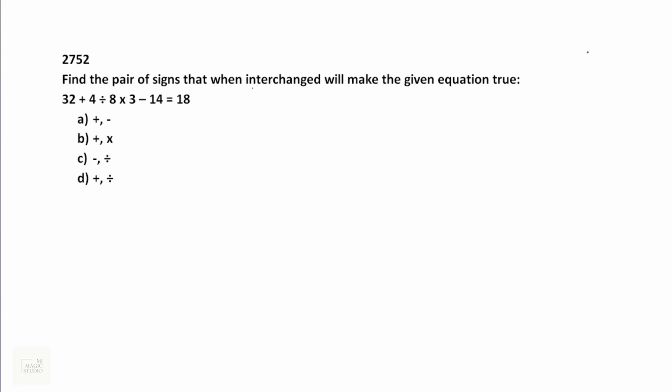Find the pair of signs that when interchanged will make the given equation true. Now it is 32 plus 4 divided by 8 into 3 minus 14 is 1.5, which is obviously not giving 18. Plus and minus sign, if we interchange, then this culprit will remain the same. So plus and minus sign are not interchanging.